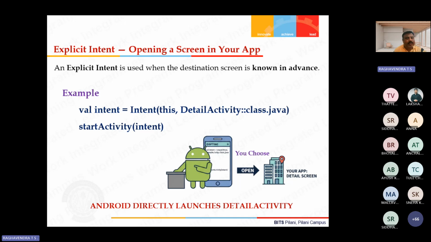An explicit intent is used when the destination screen is known in advance. Okay. So that means, say two activities are there, and I just want to go there. You can say Intent intent = new Intent(this, DialActivity.class), that means a known activity. Then startActivity with that specific intent. That is a simple thing.